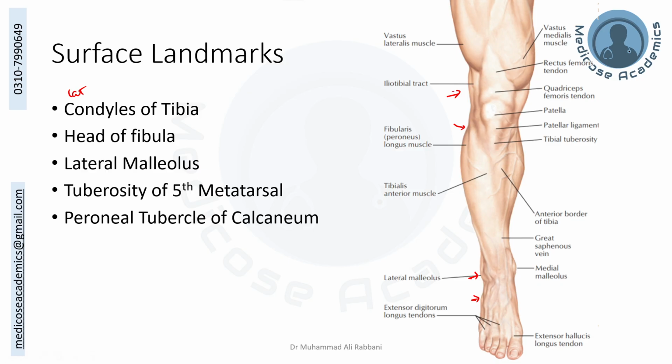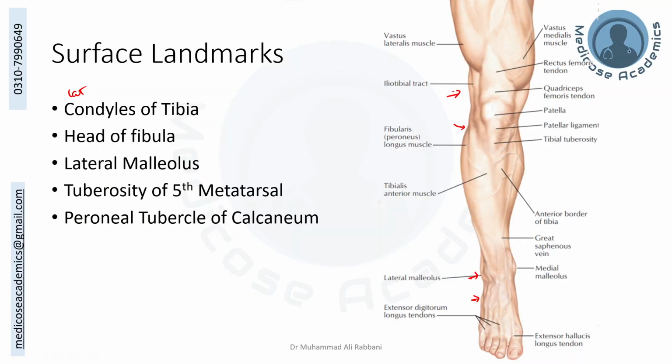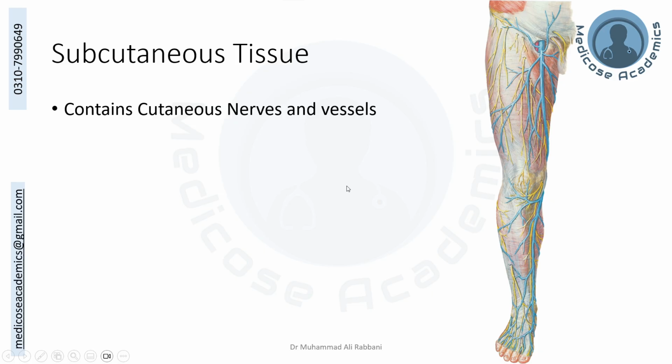And then there is the peroneal tubercle, as we can see right here. It is a little bony prominence on the lateral aspect of the calcaneum bone. So this is about that. These are the ones that come into play when talking about the surface marks.